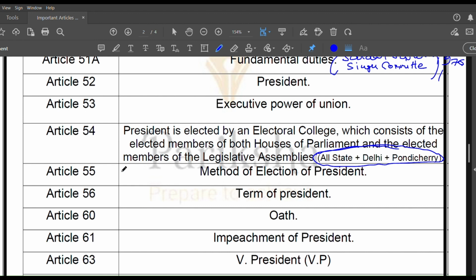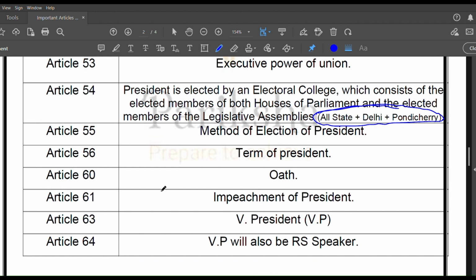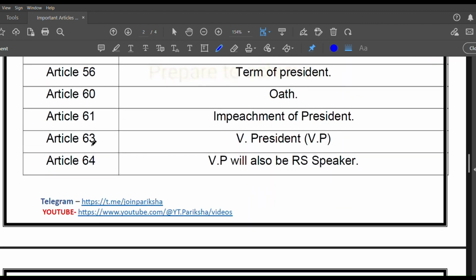Article 55 talks about the method of election of president. Article 56 talks about the terms of president. Article 60 talks about the oath that will be given to the president, and Chief Justice of India gives the oath. Article 61 talks about impeachment of president. Till now, no president of India has been impeached. Article 63 says there should be a vice president. Article 64 states that the VP will also be the Rajya Sabha chairman. So it is written in Article 64.